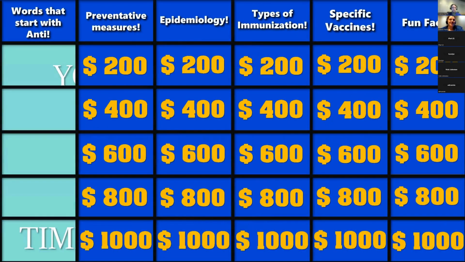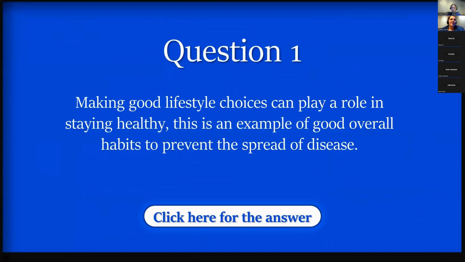All right, that's it for our first category. Next category is preventative measures. Now, preventative measures. Making good lifestyle choices can play a role in staying healthy. So this is an example of good overall health habits to prevent the spread of disease. So what would be a good overall health habit to prevent the spread of disease?